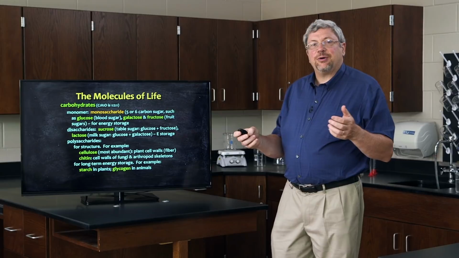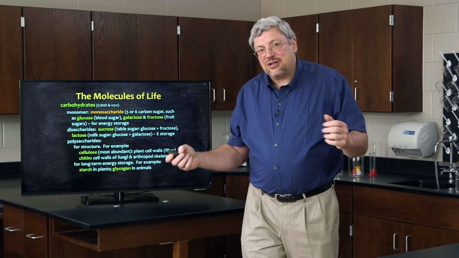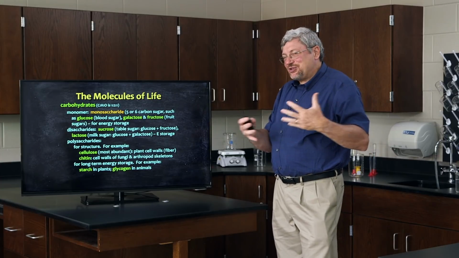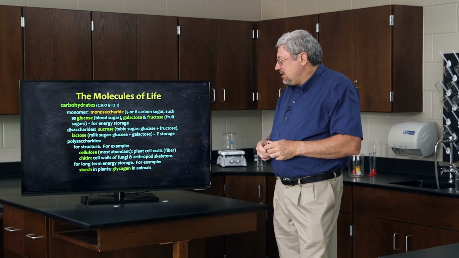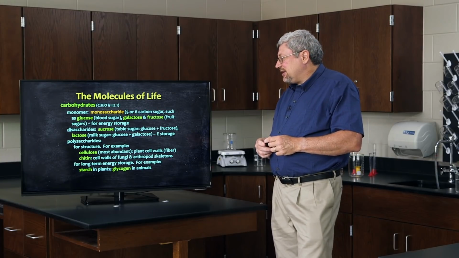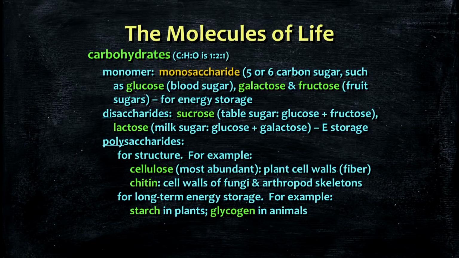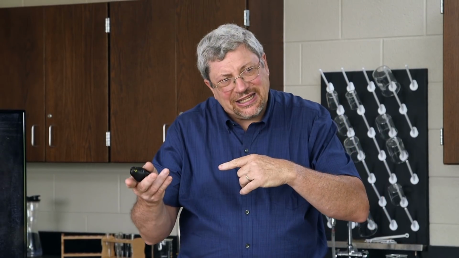Then we have a third category of carbohydrates known as polysaccharides, meaning more than two of the monosaccharides are stuck together. Common examples of the polysaccharides include cellulose. Cellulose is actually thought to be the most common molecule of the biological world. There's more of this particular molecule on this planet than any other biological molecule. It is the primary component in plants for making the cell walls around the cells of a plant. It is what makes lettuce crunchy. It is what makes plant material crunchy and rigid.